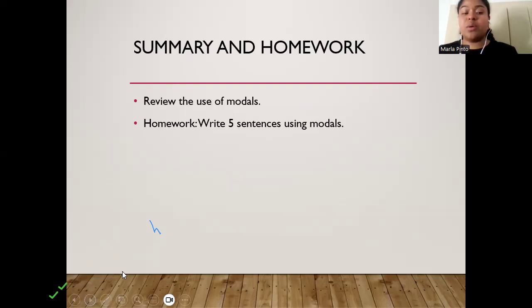Okay, people. We are at the end of this activity. What are you going to do in this context? We got the summary and the homework. First, review the use of modal verbs that you could see in the recording. And the homework is write 5 sentences using modal verbs. This way is write 5 sentences for can, 5 sentences for should, and 5 sentences for must.